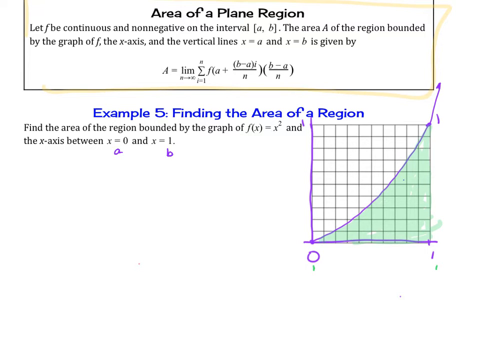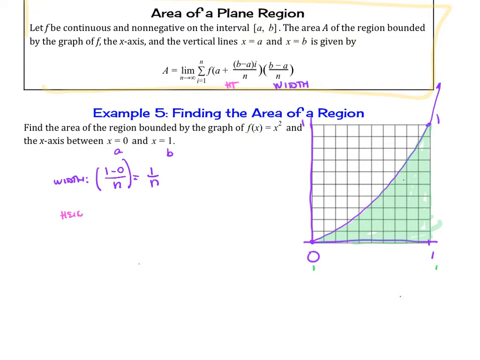So using this formula, remember that the first value is going to be the height, right? The height, and this is going to be the width. So to find the width, let's do that first. It's just b minus a over n. So this is going to be 1 minus 0 over n. So the width is just 1 over n.